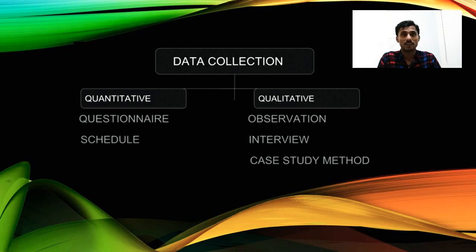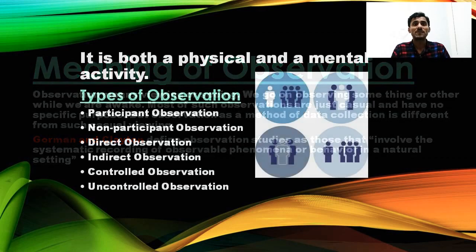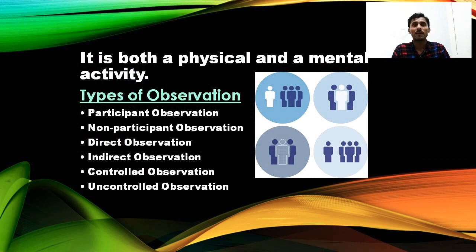First, we try to understand what is meant by observation. Observation means viewing or seeing. We go on observing things and others while we are awake. Most of such observations are just casual and have no purpose. But observation as a method of data collection is different from casual viewing. Gorman and Clayton define observation as the systematic recording of observable phenomena or behavior in a natural setting. Observation is both a physical and mental activity.